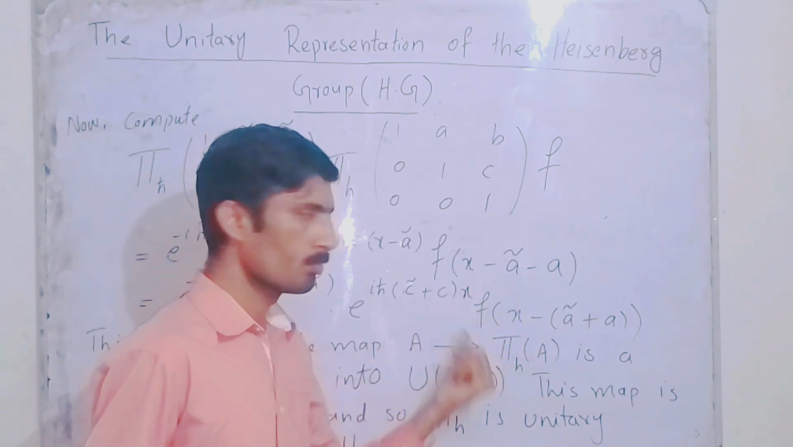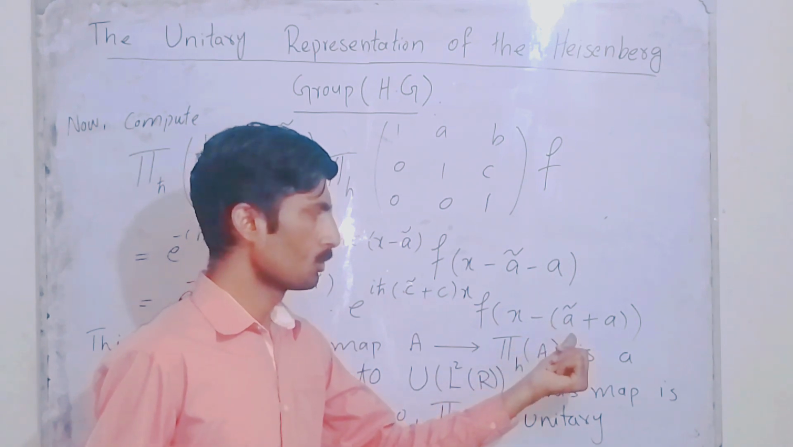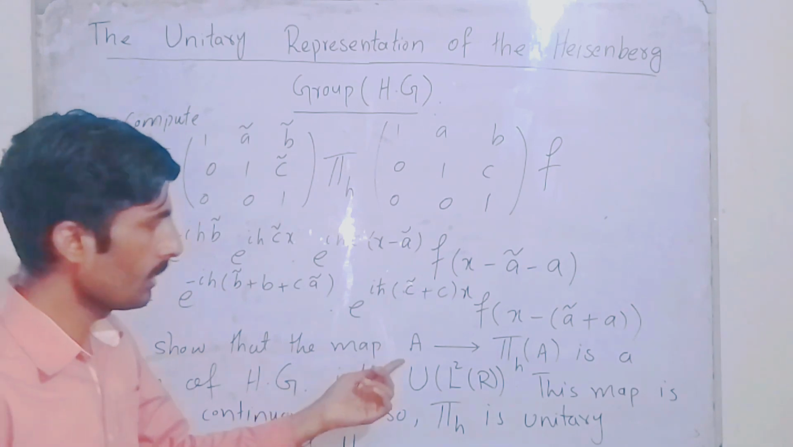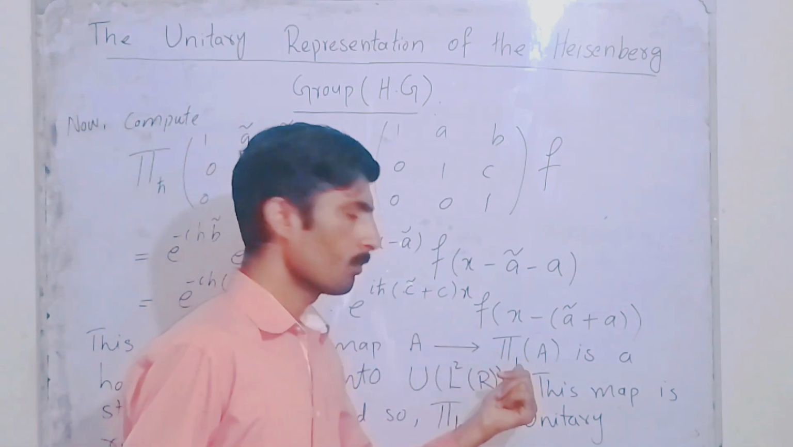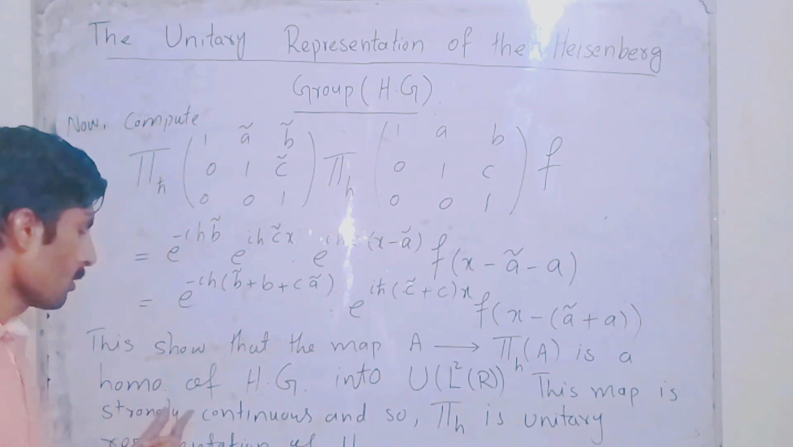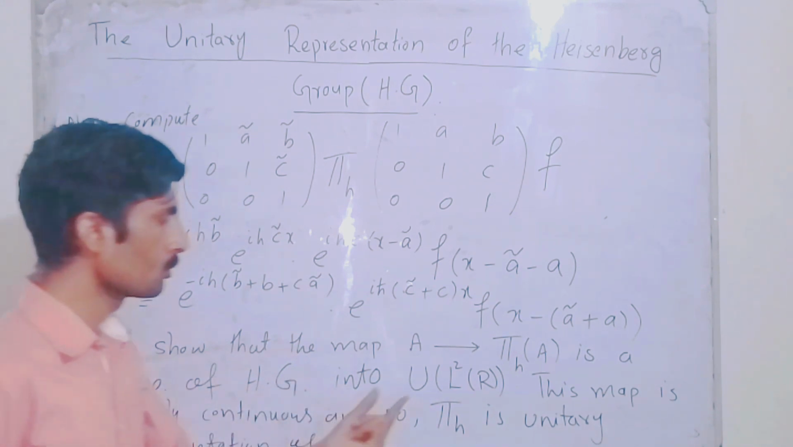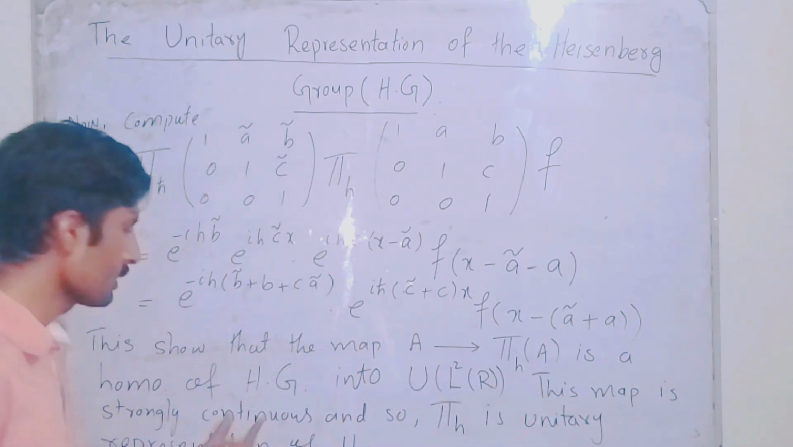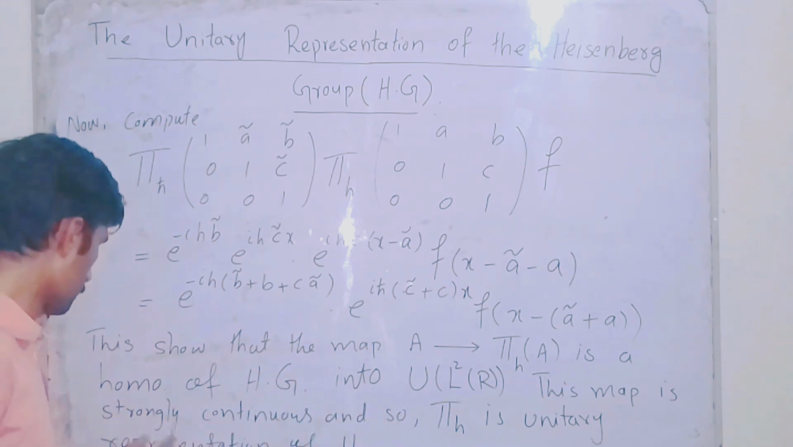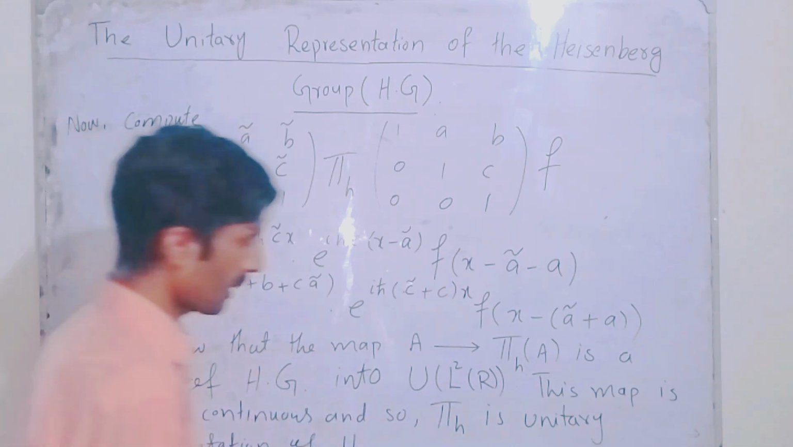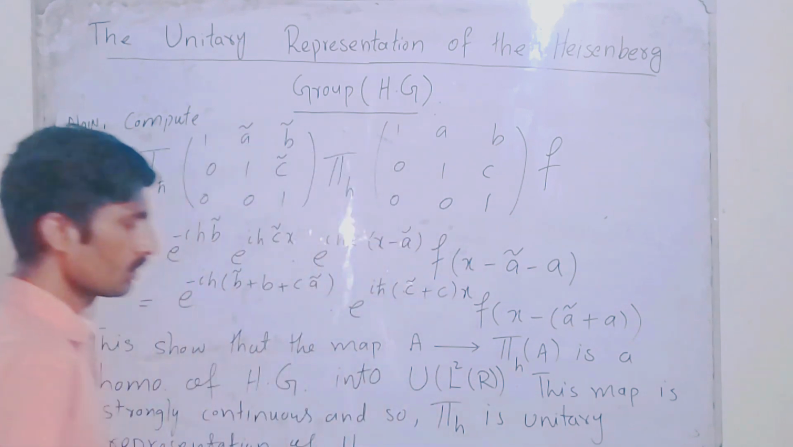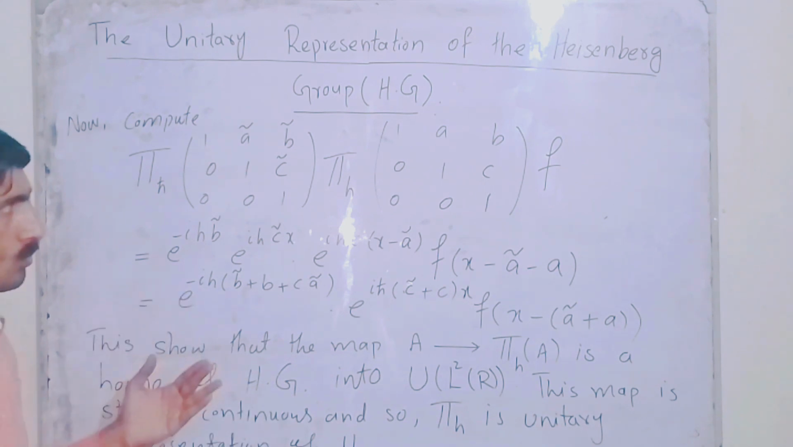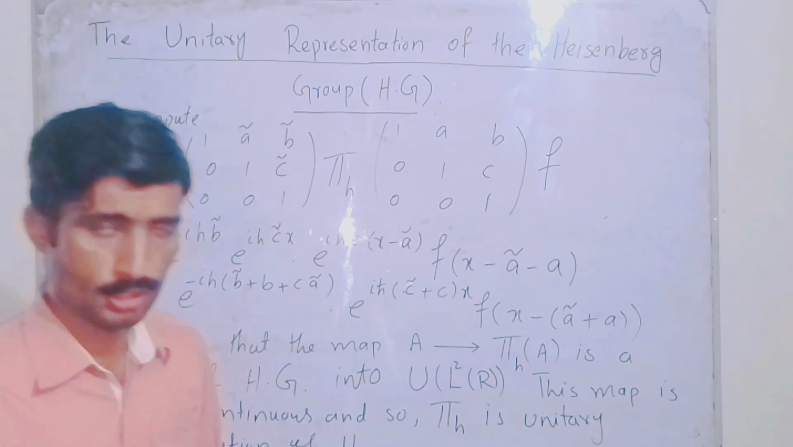And here map f of x minus into a tilde plus a, right? So this shows that the map from a to pi of a is a homomorphism of Heisenberg groups into the U of L2 of R. This map is strongly continuous, so this is a unitary representation, right? This pi h is the unitary representation of h, right? So this is a unitary representation of Heisenberg groups.